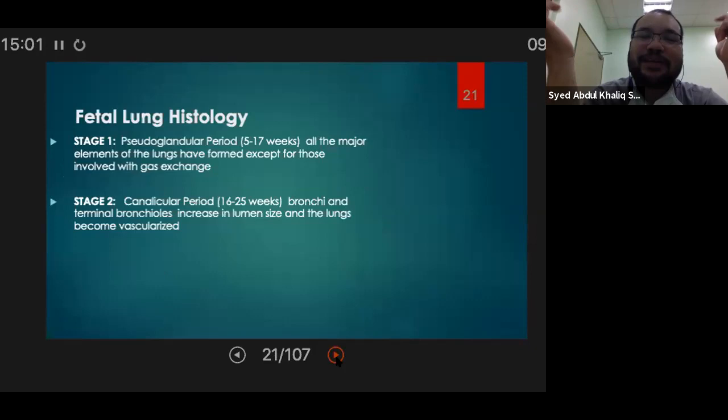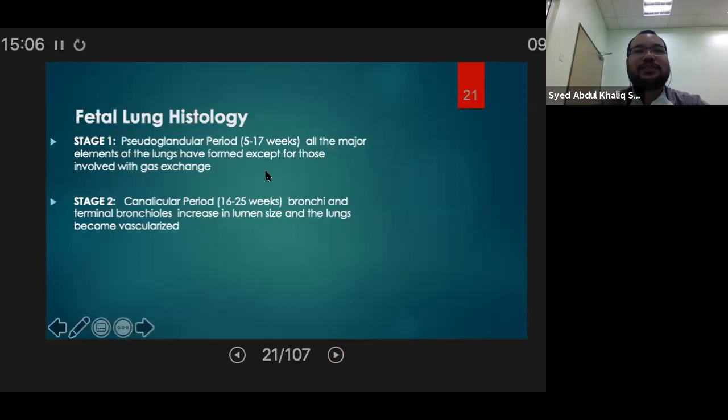Okay, fetal lung histology. Stage 1, at 5 to 17 weeks, is the pseudoglandular period, where all the major elements of the lungs have formed, except for those involved in gaseous exchange. So only after 17 weeks do we have development of the lung cells where gaseous exchange occurs. Stage 2, the canalicular period, between 16 to 25 weeks, where bronchi and terminal bronchioles increase in lumen size and the lung becomes vascularized. This is when the tissues involved in gaseous exchange start to develop.